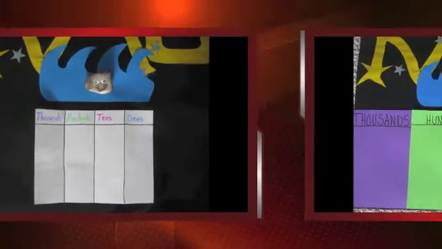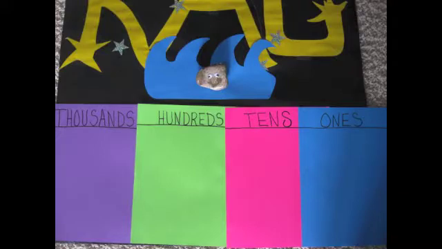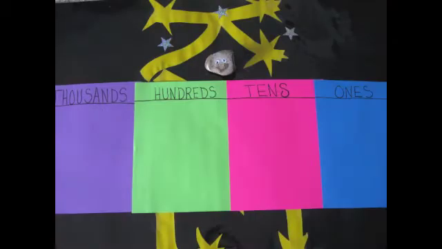But my favorite thing to use are these bright colored papers. I like to color code them, purple for the thousands, green for the hundreds, pink for the tens, and blue for the ones. Let's get started.